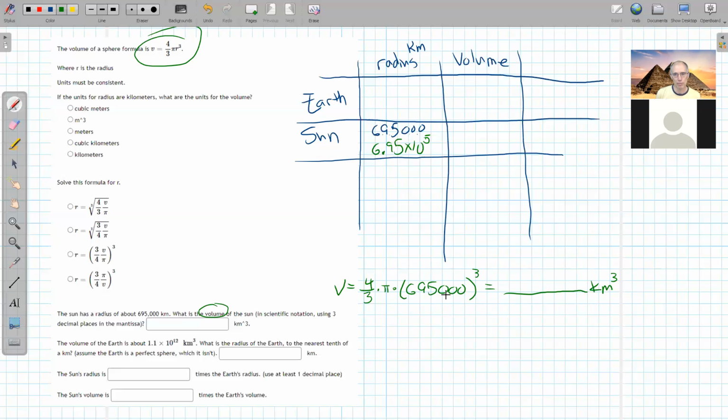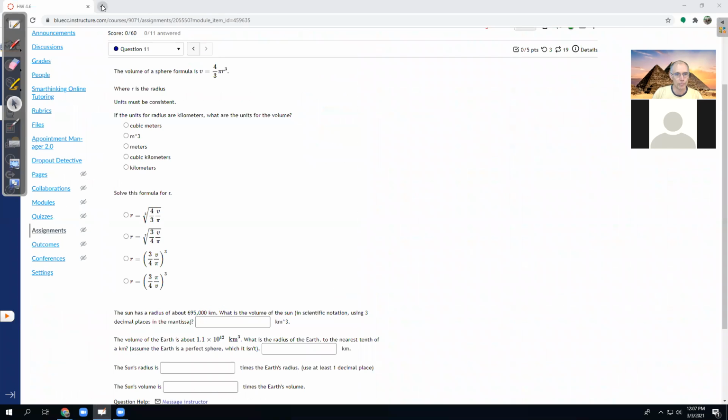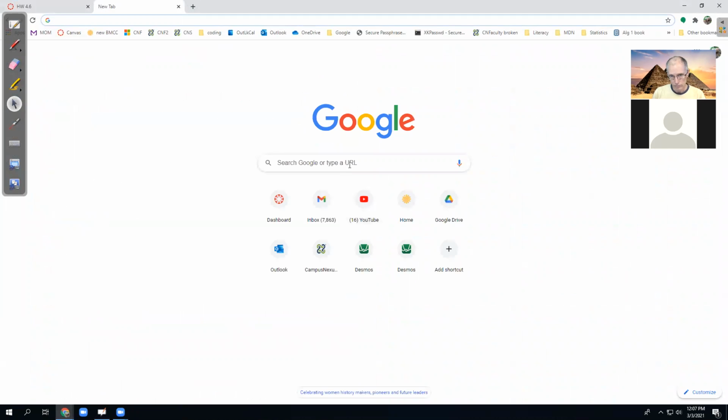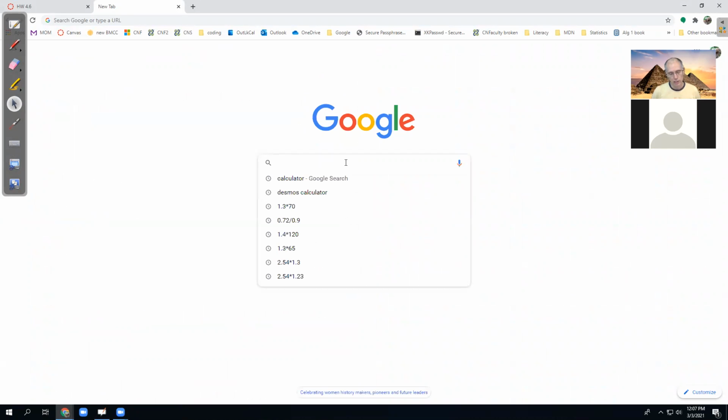If I sneak the kilometers in there, which goes with this measurement, I am cubing the measurement as well as the number, and so we're going to get kilometers cubed as the answer. On a test, on the share your work part, I want you to write something down on paper. So that's what we would write down.